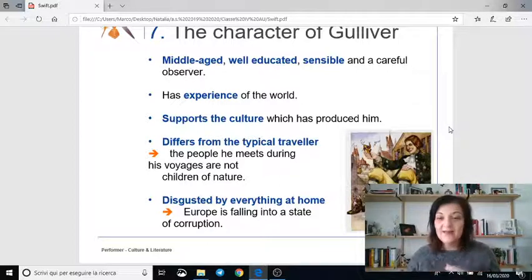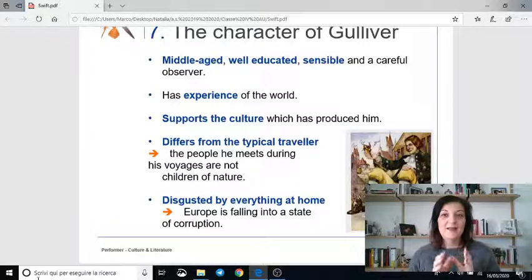When he writes his accounts, he is a middle-aged Englishman, middle-aged, di mezza età, well educated, so he went to school, he studied, he is sensible, and mostly he is a careful observer. Careful observer, un attento osservatore, as you can see here.